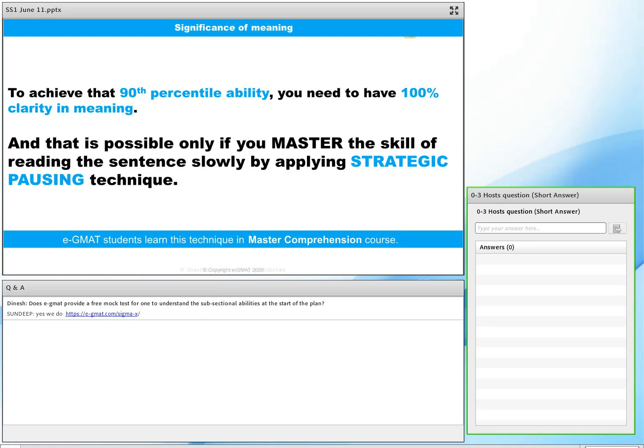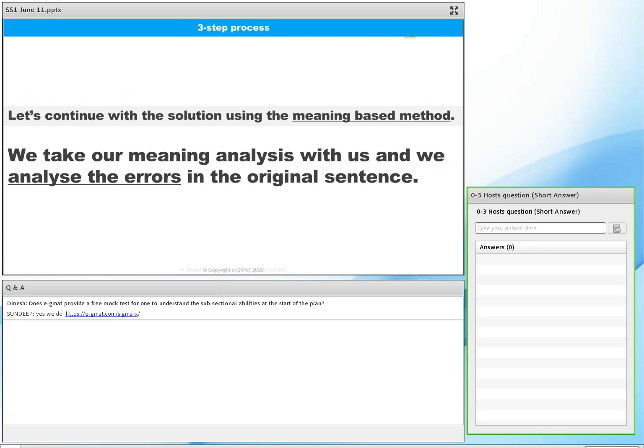We actually have a master comprehension course in which we talk about strategic pausing as a technique, and then we give you feedback on your ability to do strategic pausing.